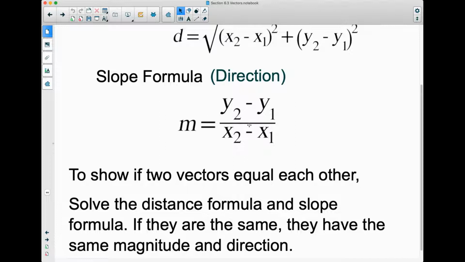And as always, remember in the slope formula, you're already doing the steps inside the parentheses on the distance formula. So once we find the component form of a vector, then doing the magnitude is pretty simple because you just square them, add them, square root them kind of thing because you're already doing the difference between your x's and y's.